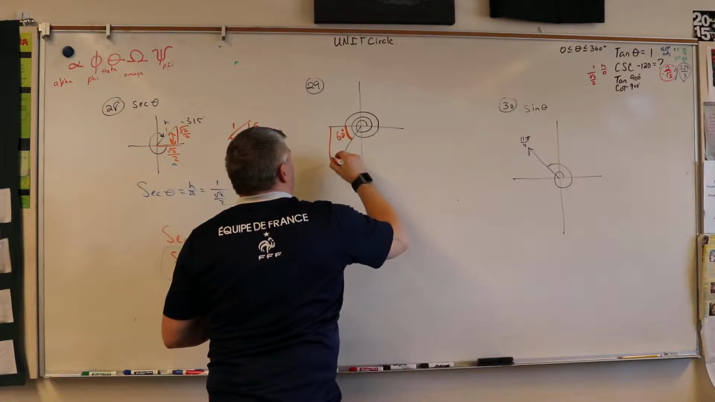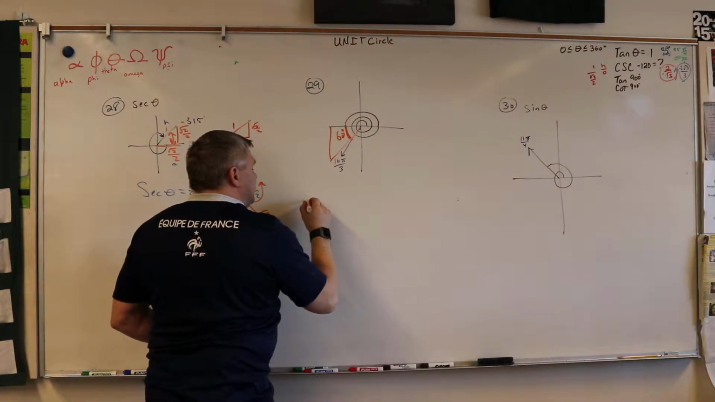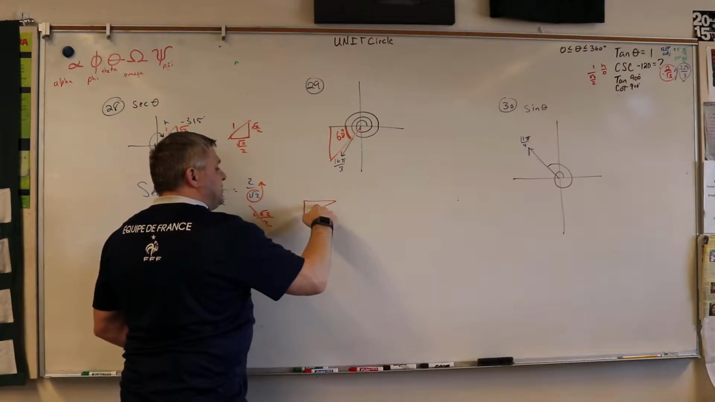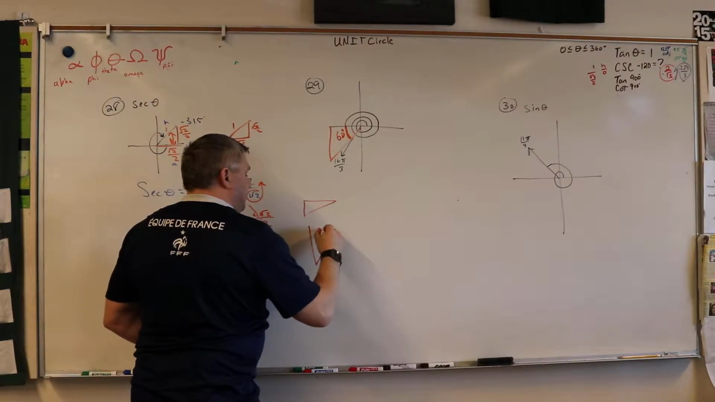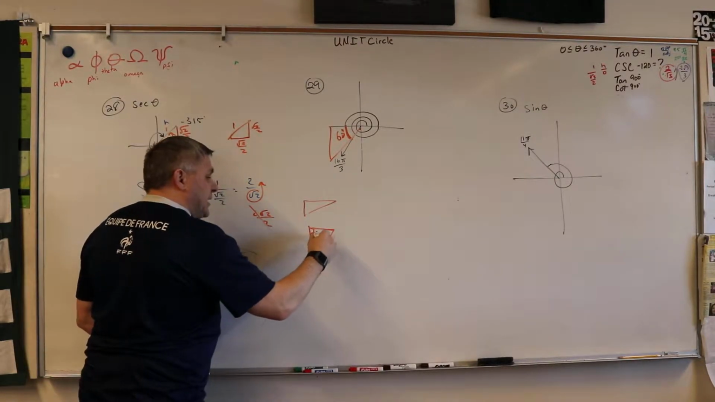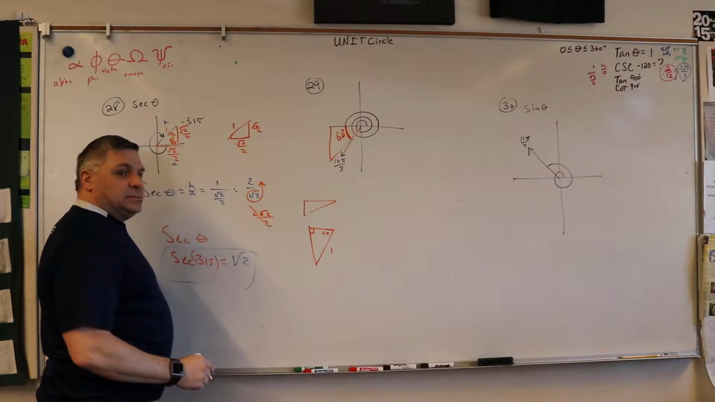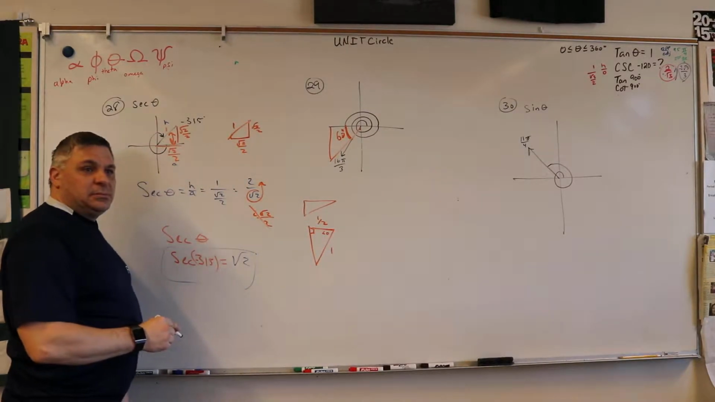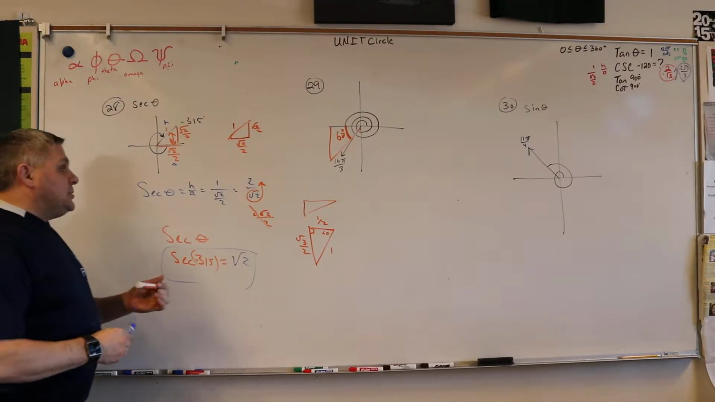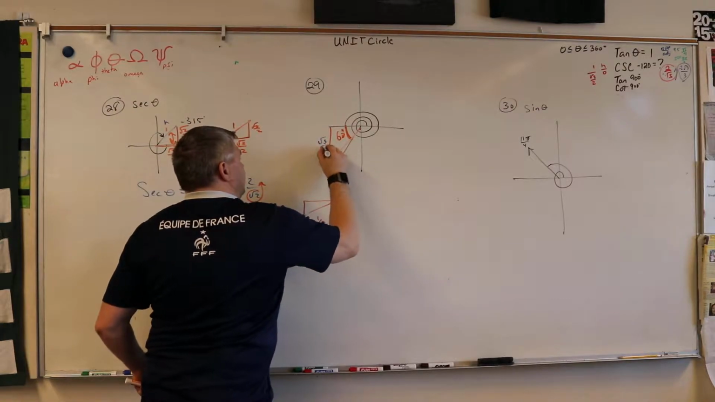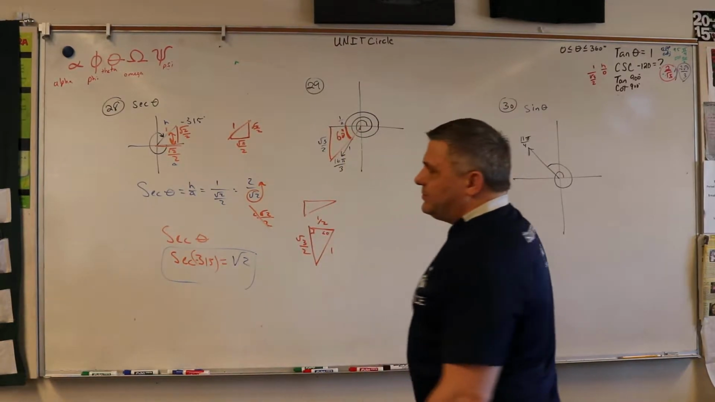The other thing we need to know is that this is negative. So if we're talking about our 30, 60, 90, what we're really talking about is 60 being here, correct? So if this is 1, this is 1/2, and this is the square root of 3 over 2. So what that means is this is the square root of 3 over 2, this is 1, and this is 1/2.